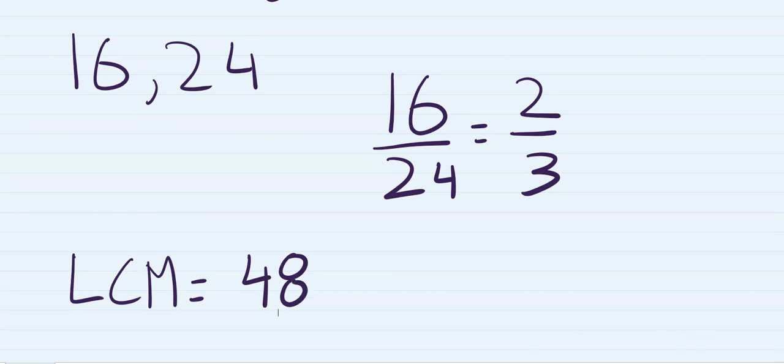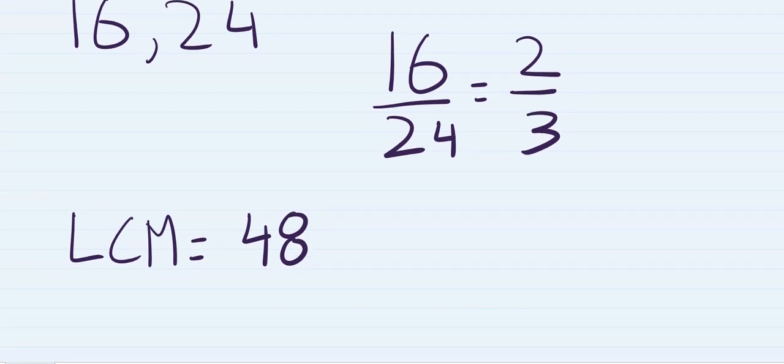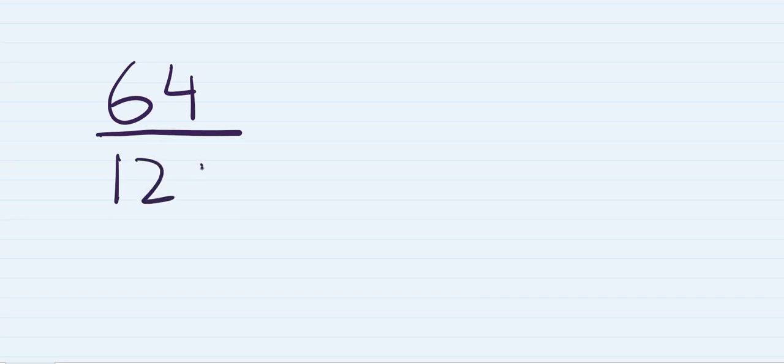As a convention, I just like to put the smaller number on top, but you don't have to do that. Let's try this one now. Let's do 64, and I'm going to make a point here, divided by 120. So before I do that, though, let's say I'm asking the LCM of 64 and 120. What if you can't figure out the greatest common factor right away?